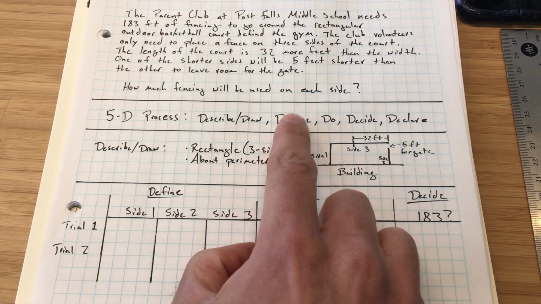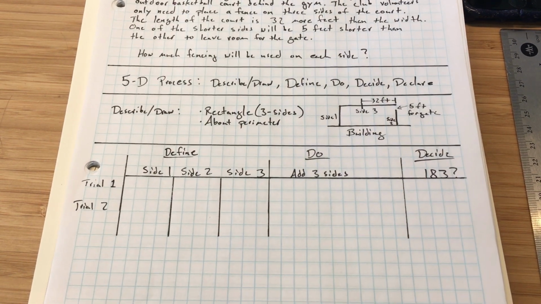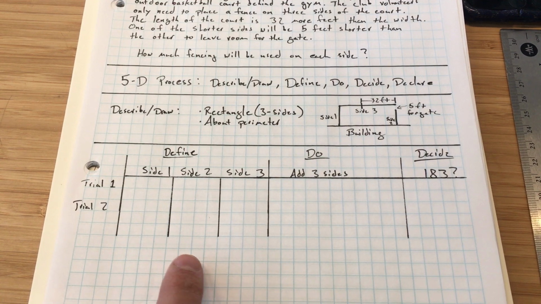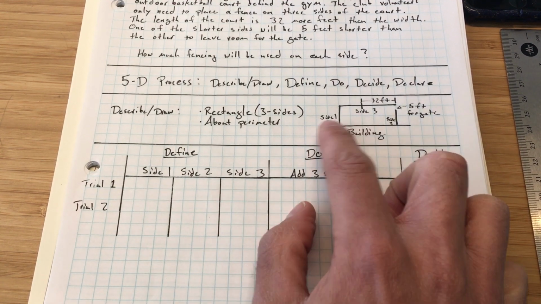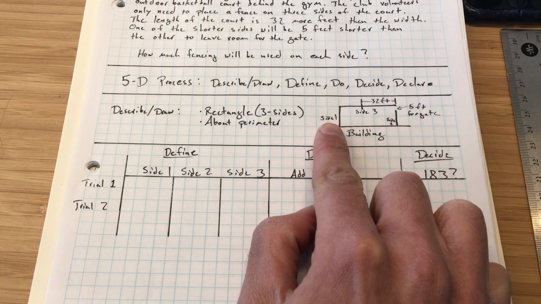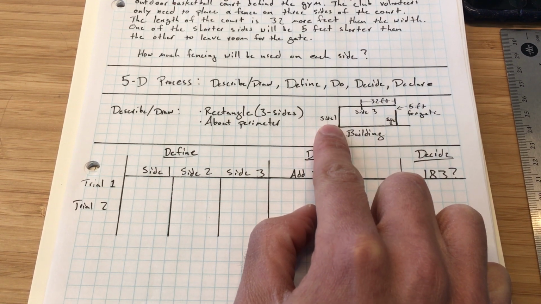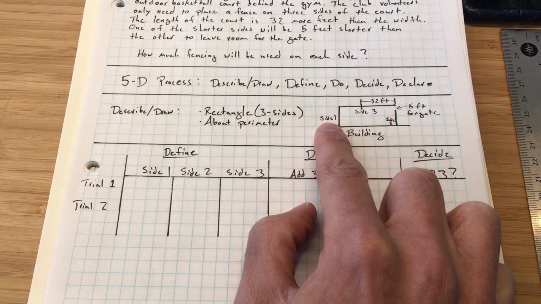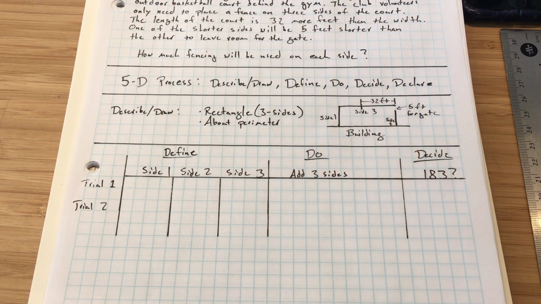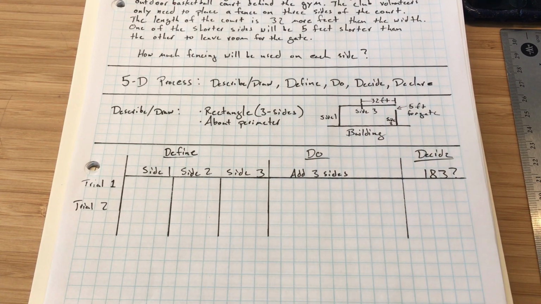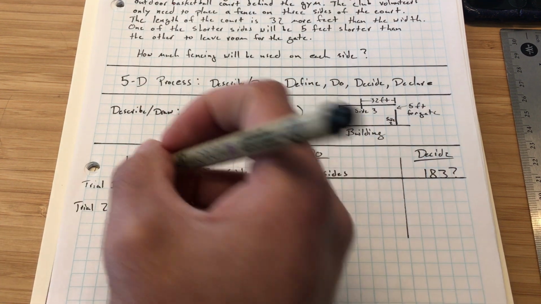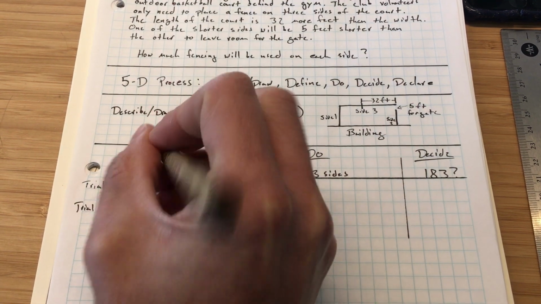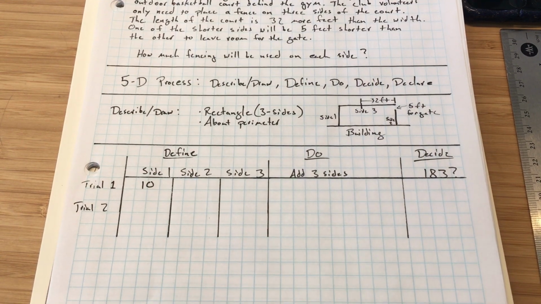The second D in the 5D process is to define. What that means is basically you're going to guess and check. You're going to try to define what these different sides are by trying a side for side 1, figuring out if that's side 1, what would side 2 be and what would side 3 be based on the word problem. So my first trial here is going to be, I'm going to try the number 10 for side 1. And we're talking about feet here, so that means 10 feet.